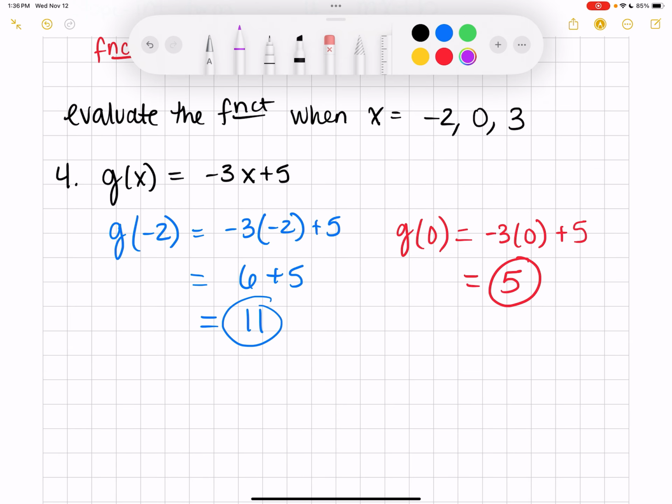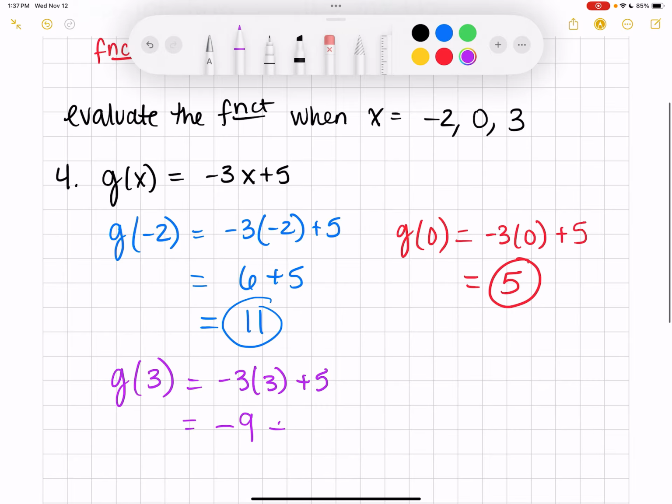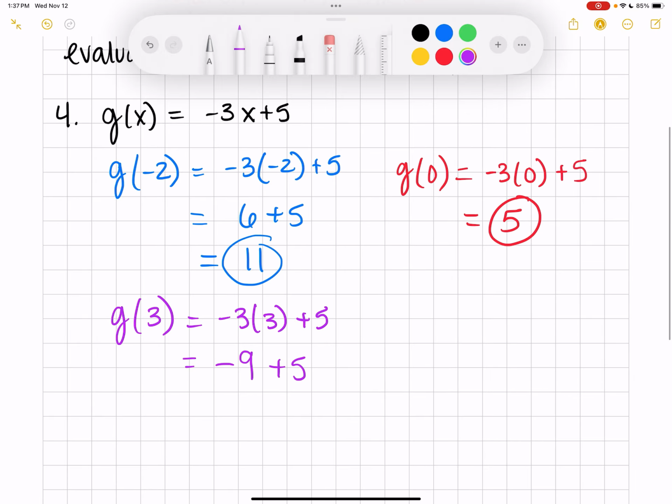Now, when x is equal to 3, we have g of 3 is equal to, we plug in a 3 anywhere there's an x in here, so -3 times 3 plus 5. -3 times 3 is -9 plus the 5. -9 plus 5 is -4. So when x is 3, the function is equal to -4. So notice, other than me initially setting it up, I don't do anything to that left-hand side there.